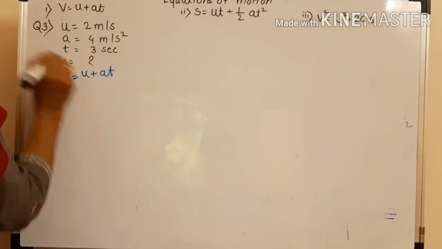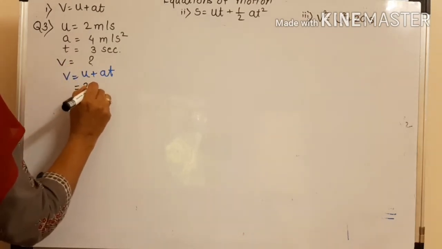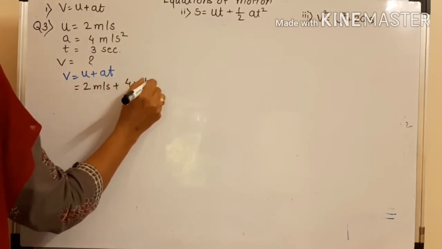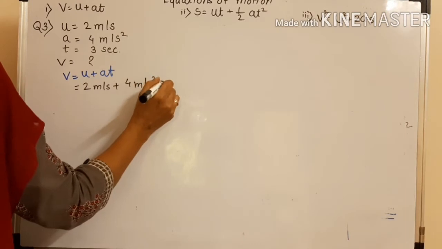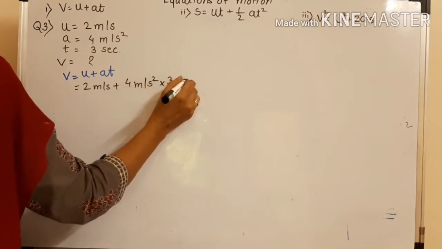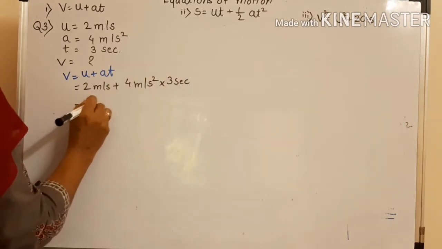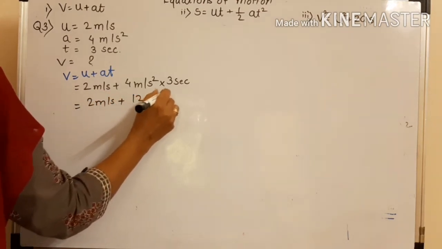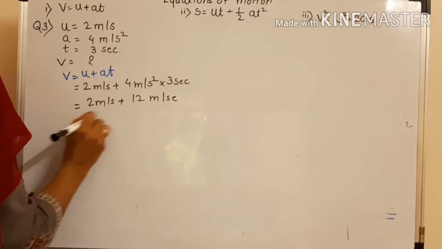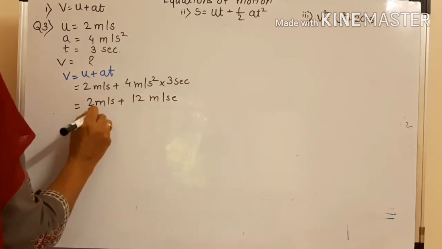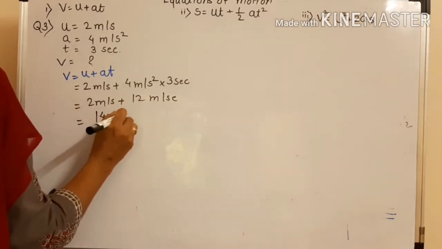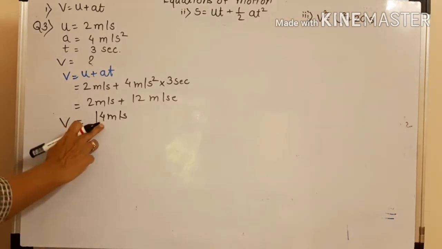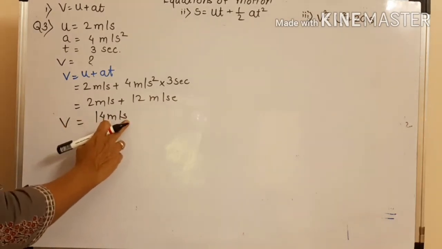For u, you write 2 meter per second, 4 meter per second square for a, and into 3 seconds. So 2 meter per second plus 12 meter per second. So 12 plus 2 means 14 meter per second. This is the final velocity of the object. v is equal to 14 meter per second.